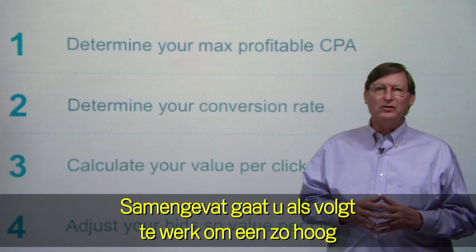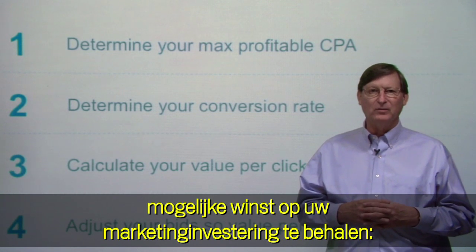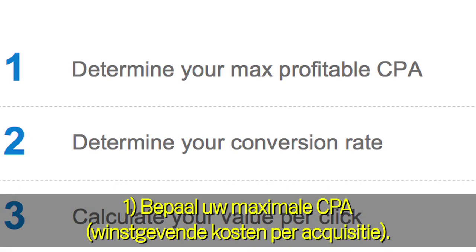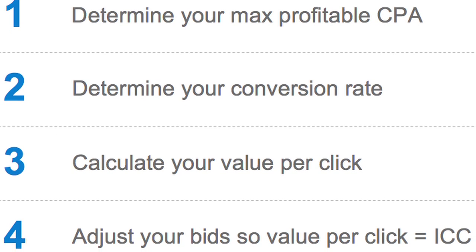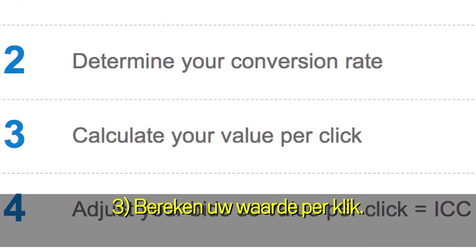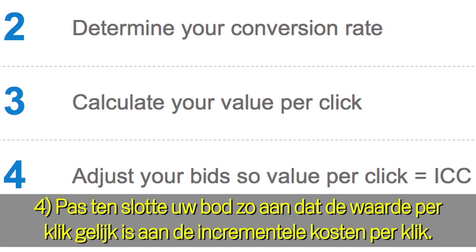So to recap our discussion, the steps you should take to maximize the profit from your marketing investment are: 1, determine your maximum profitable CPA. 2, determine your conversion rate. 3, calculate your value per click. And 4, adjust your bid so that value per click equals incremental cost per click.